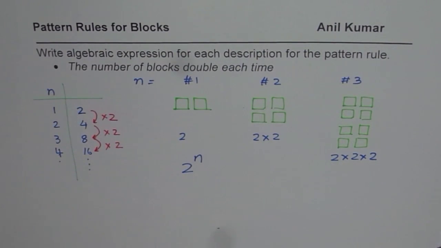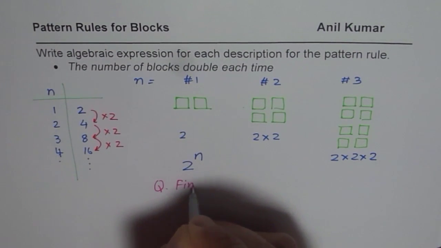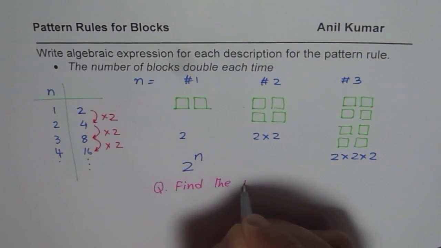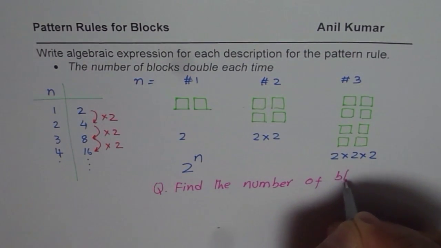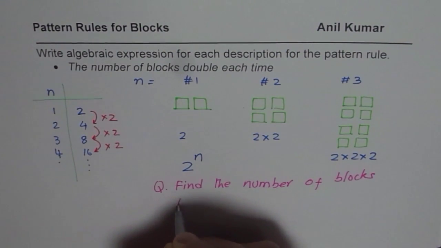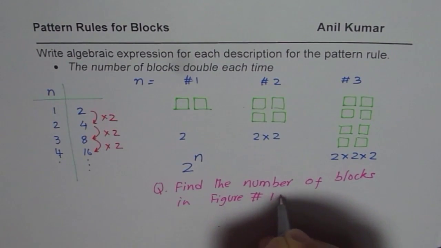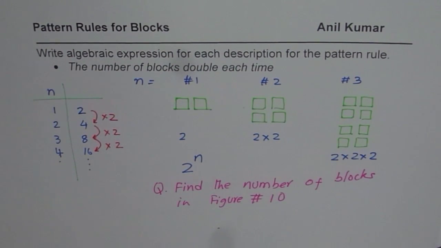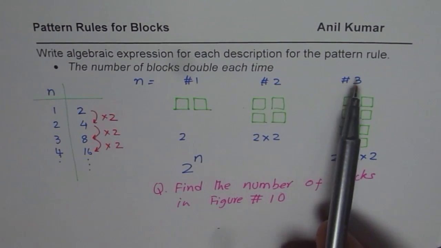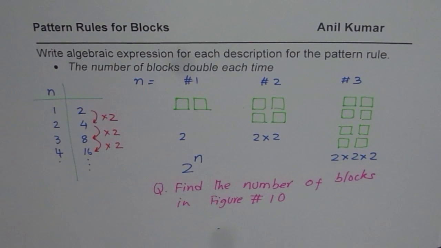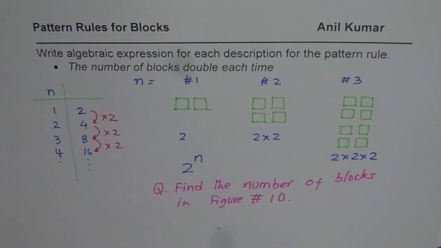Now the question for you is, find the total number of blocks in figure number 10. So how many blocks like this will be there in figure number 10? Figure 1 has 2 blocks, figure 2 has 4, figure 3 has 8. And how many should there be in figure number 10 if we continue with the same pattern? Thank you.